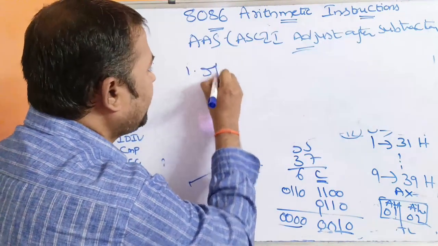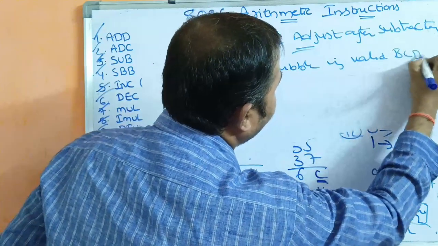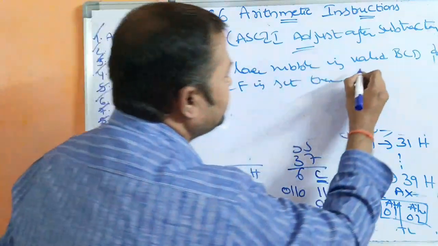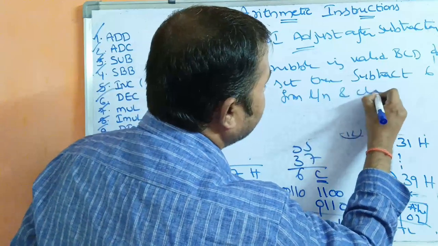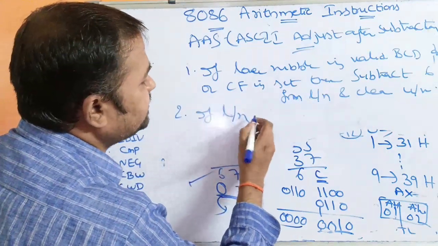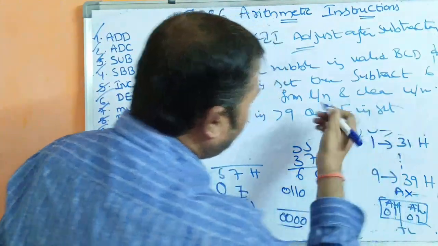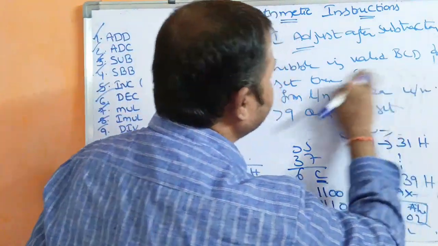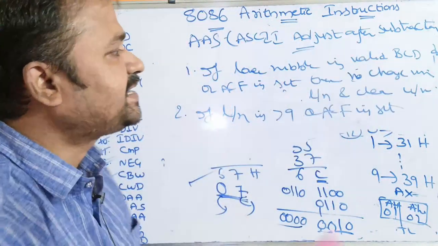So what is the first point? If the lower nibble is a valid BCD digit, or carry flag is set, then we have to subtract. Then subtract 6 from the lower nibble and clear the upper nibble. Okay. Second point is, if the lower nibble is not a valid BCD number, that is if the lower nibble is greater than 9, or the carry flag is set, or you can write auxiliary carry flag also. Auxiliary carry flag is set. Then there is no need of any subtraction. Then no change in the lower nibble and clear the upper nibble.